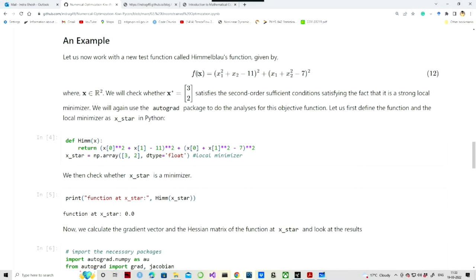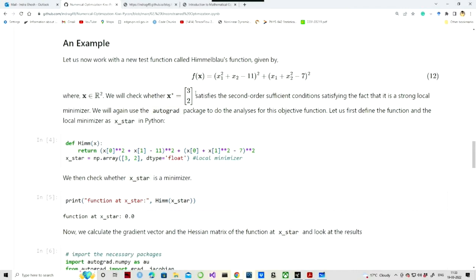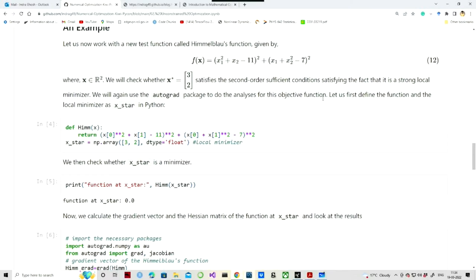So again, for this example, we consider the Himmelblau function. Here we have to write it on our own because it's not inbuilt. And we'll again check whether x star = (3, 2) satisfies the second order necessary and second order sufficient conditions. We'll again use the autograd package to do the analysis.